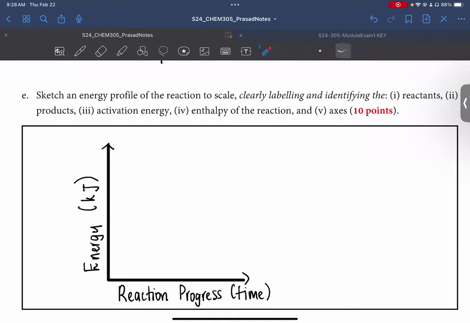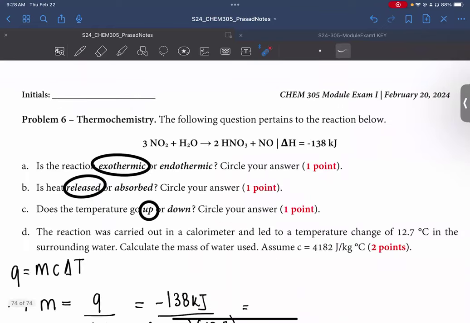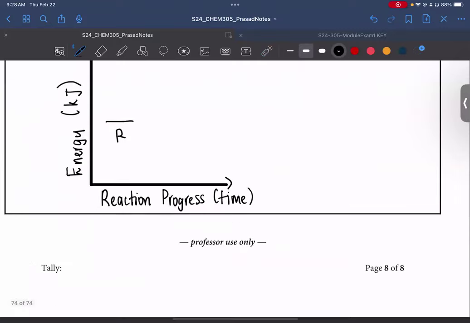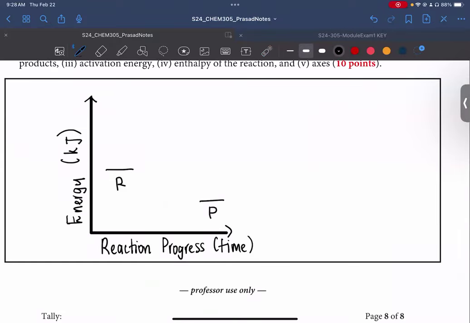We know the x-axis progresses from zero to whatever, so the far left must be the reactants. I'm just going to write R for right now. Now we need to know if the products are higher or lower in energy. We have already identified the reaction as exothermic. You can see that from the negative symbol. That is how we know that the products will be lower in energy. And then we just connect them, the hump, like so.